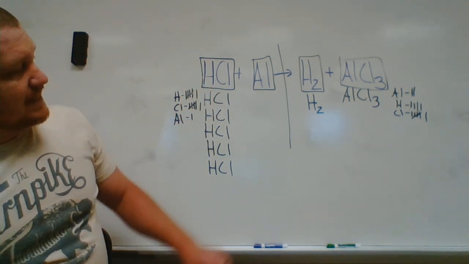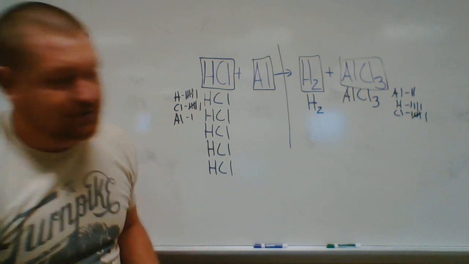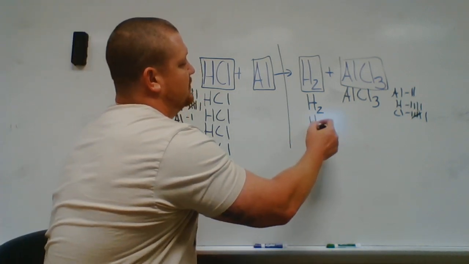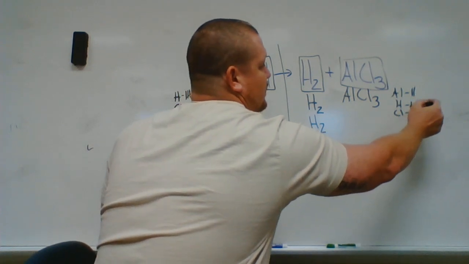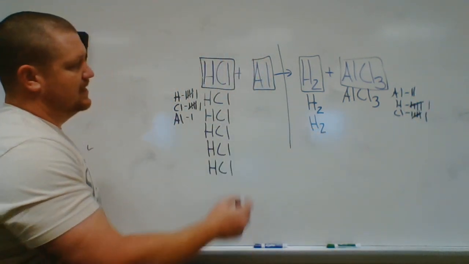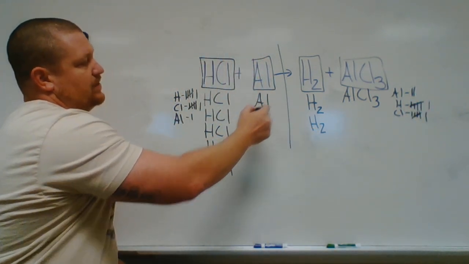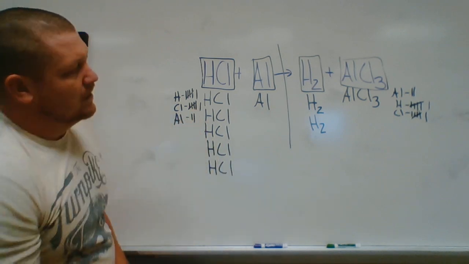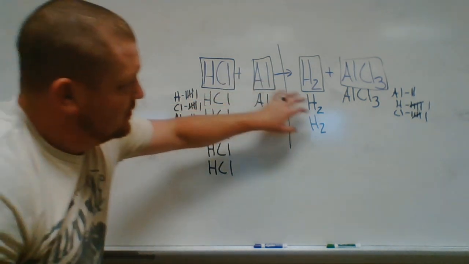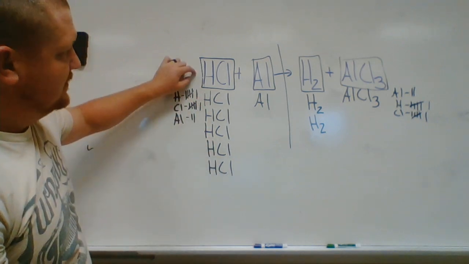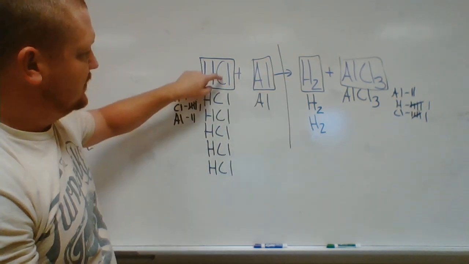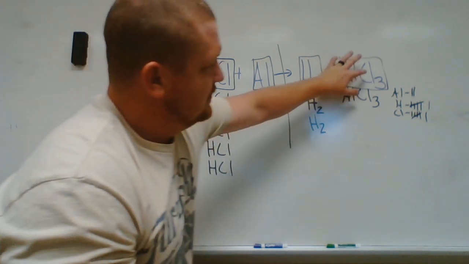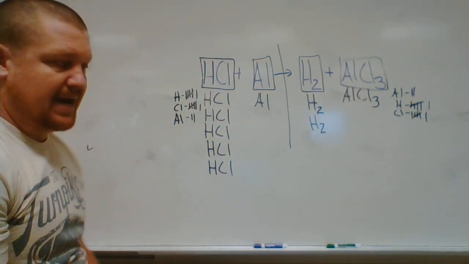So to get the hydrogens to balance, I need more hydrogens over here. This becomes 3 H2. So now that gives me 2, 4, 6. Those match, and then I need to come back and add an aluminum here. Now I have 2 aluminums, 6 hydrogens, 6 hydrogens, 6 chlorines, 6 chlorines. So now everything is balanced.